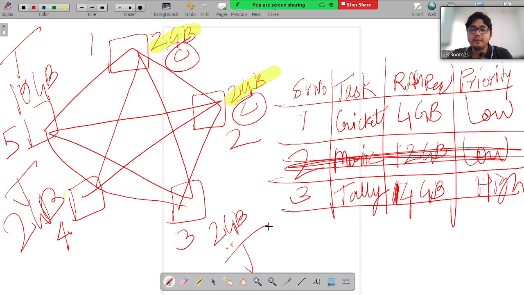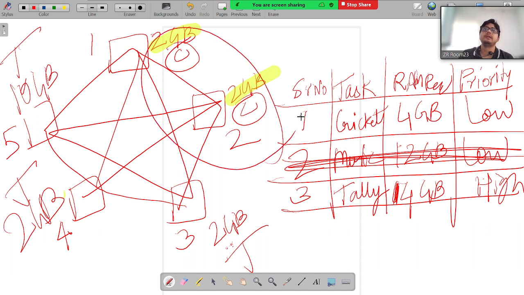And here, 4 GB. Are you getting my point? So what we have studied in this example: whenever we run high priority work, the low priority work will get suspended or even performed later, to make room for high priority work.